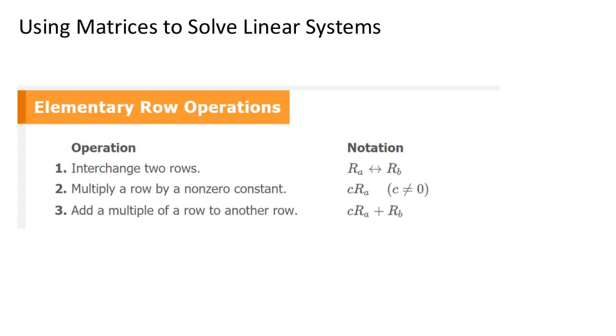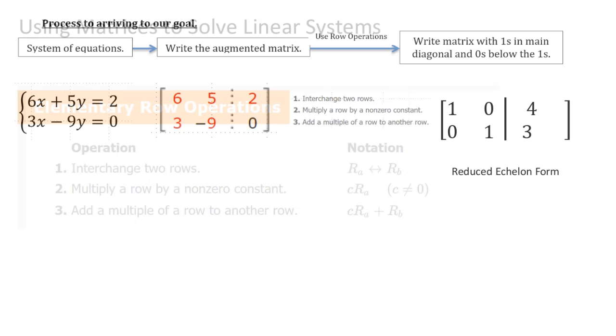So we want to use matrices to solve a system. And there are 3 row operations that we're going to use. One is to interchange the 2 rows. So we're going to switch rows, and I'll give you an example here in a second. We can multiply a row by a non-zero constant, and we can add 2 rows together.